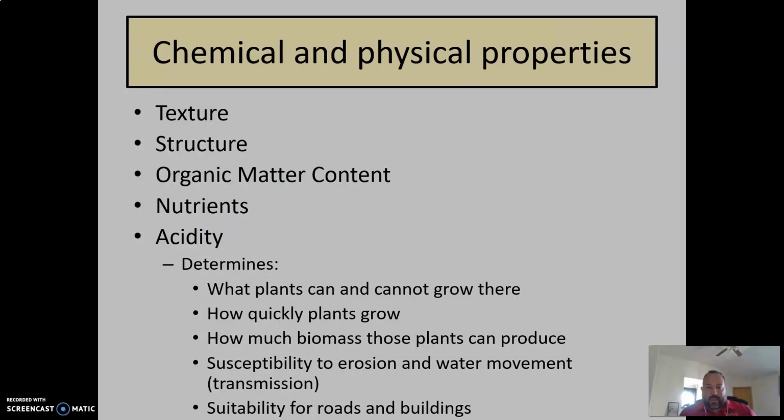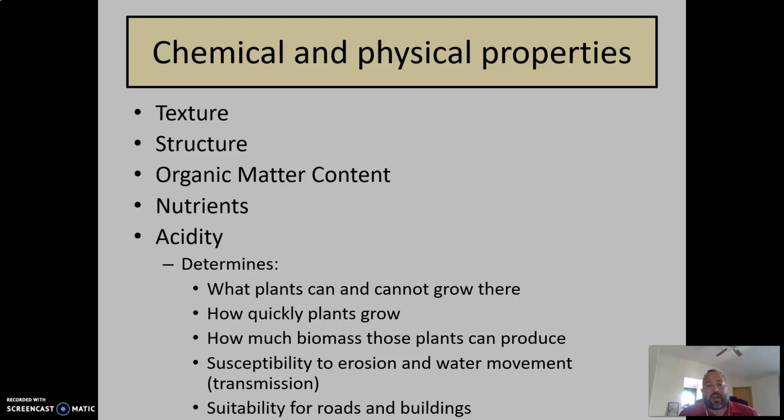So there's going to be a few things with soil that we focus on. I teach a whole class in soil, so obviously there's plenty to talk about, but we're going to keep it just as an introduction to soil. So we're going to focus on texture, structure, organic matter content, nutrients, and acidity, specifically focusing on pH.